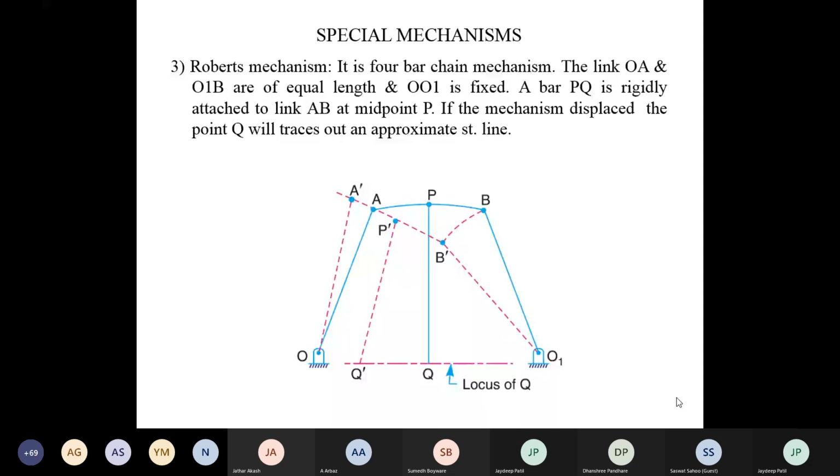Again, there are 4 links. Now the link OO1 is the fixed link, link OA and link O1B are of equal length, and then link AB. In this way there are 4 links. Now here there is a bar PQ, which is rigidly attached to the link AB, and P is the midpoint of link AB. Now, what happens when the mechanism is displaced?